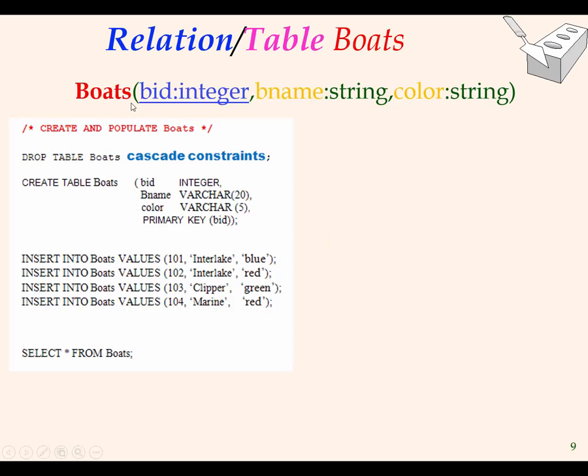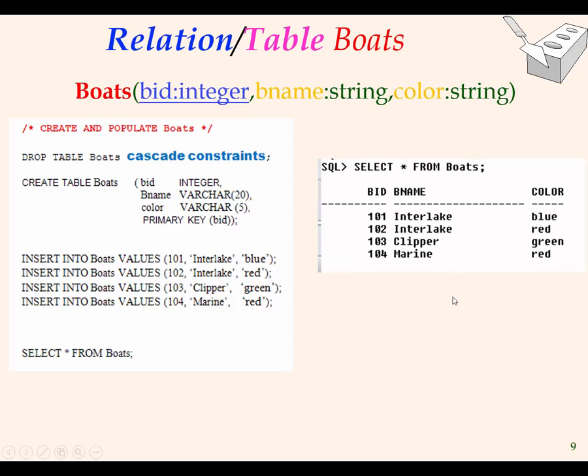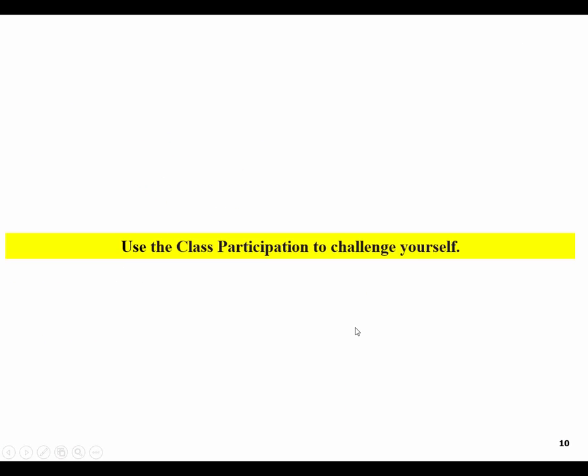I'll do the same thing for the boats. Boat ID, boat name, color, primary key boat ID, and I'm going to insert 4 tuples. And if I do a select everything from boats, these are my 4 tuples.